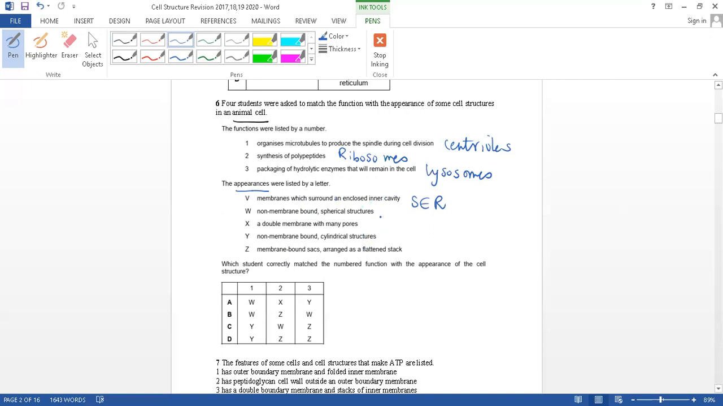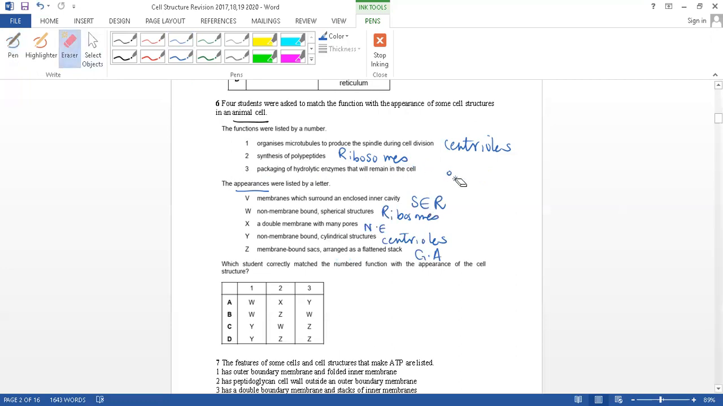Non-membrane bound spherical structures. Excellent. A double membrane with many pores, nuclear envelope. Excellent. Non-membrane bound cylindrical structures, centrioles. Excellent. And membrane bound sacs arranged as a flattened stack. This is the description of which organelle? Golgi apparatus. And actually, here packaging of hydrolytic enzymes is also done by Golgi apparatus. Yes, they settle in lysosomes.